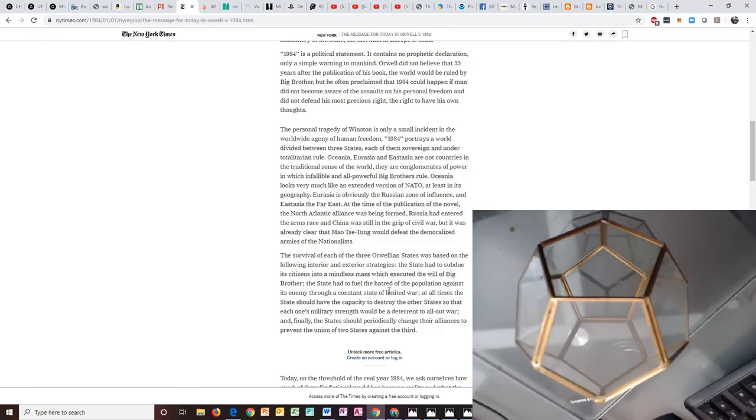The state had to fuel the hatred of the population against its enemy through a constant state of limited war. At all times, the state could have the capacity to destroy the other states, so that each one's military strength would be a deterrent to all-out war. And finally, the states should periodically change their alliances to prevent the union of the two states against the third.